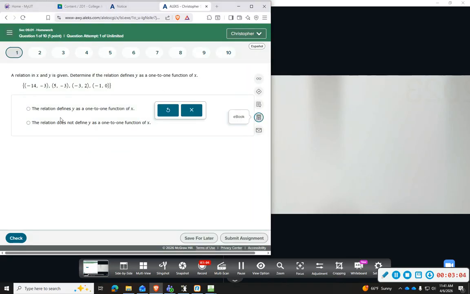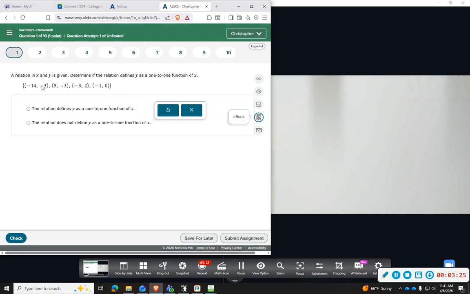Let's jump into it. So here's problem number 1. It says a relation in x and y is given. We're going to determine if the relation is one-to-one. I'm going to look at each of the x values and make sure nothing repeats. We have a negative 14, a 5, a negative 3, a negative 1. So no x value repeats.